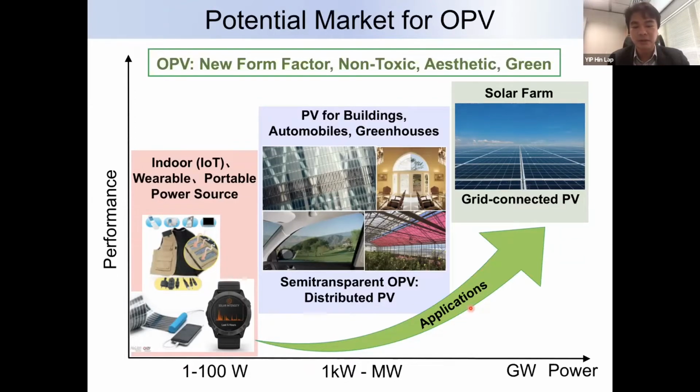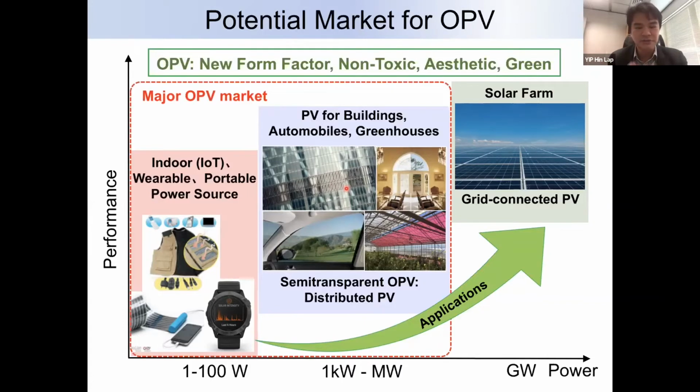And depending on their performance, we can use it as a wearable or portable power source, or more interestingly, because they can be made into semi-transparent solar cell, we can also use them as a potential power-generating window. If their performance can be comparable with perovskite or silicon solar cell, it may even be used for grid-connected PV, large power generation. So far, these are the new markets for organic solar cell, flexible organic solar cell.